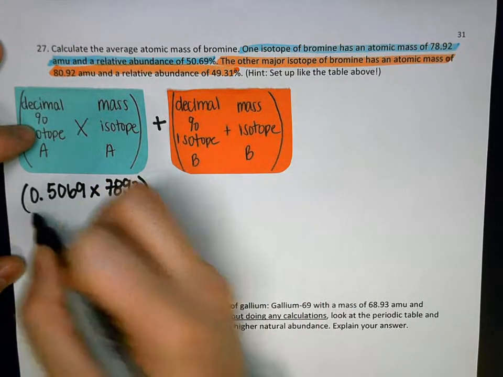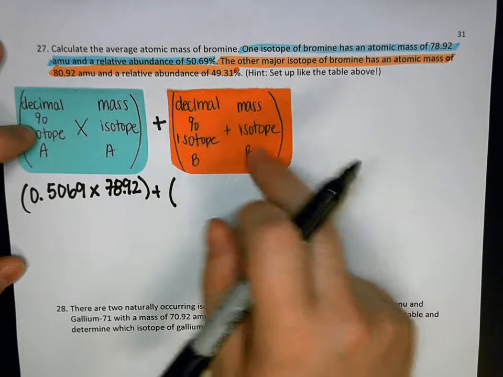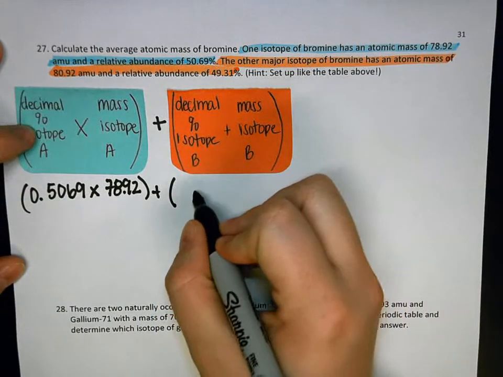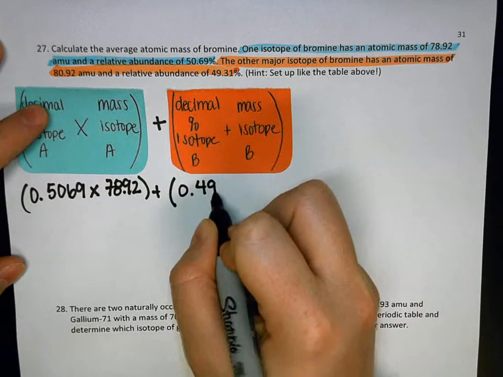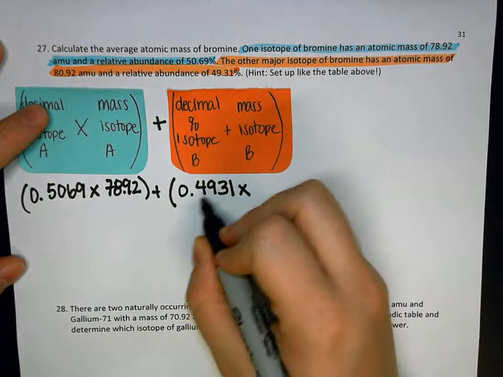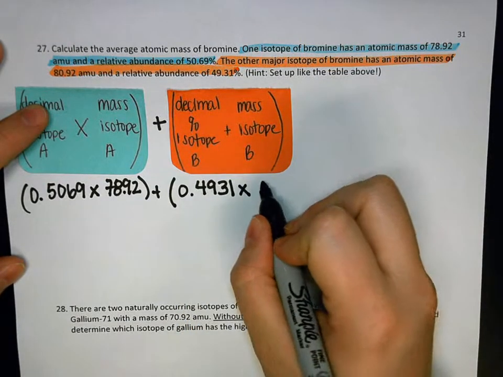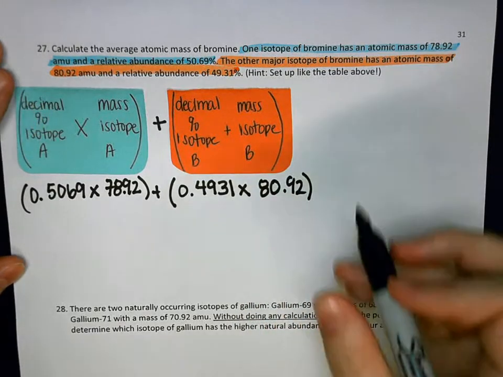78.92 AMU. And now I just have to repeat the exact same calculation, but this time I'm using my numbers for isotope B. So isotope B has a percent abundance of 49.31%. If I move the decimal over twice, divide by 100, that's what I get. And the mass is 80.92 AMU.